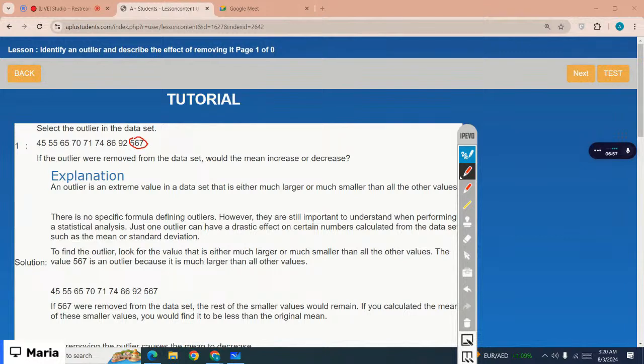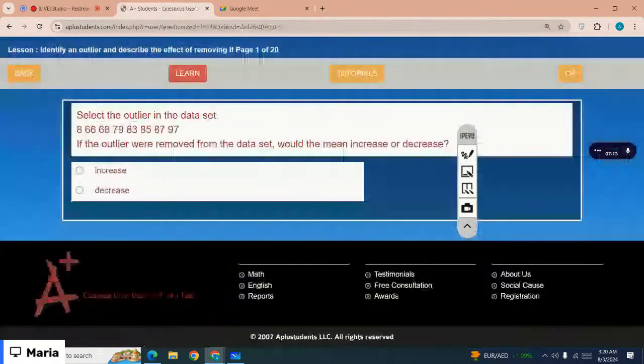So an outlier is one that is either much larger or much smaller than the other values. If that is the larger number and you remove it, then the mean would decrease. The correct option is decreased. Let's just start with the questions. Select the outlier in the data set. If the outlier were removed from the data set, would the mean increase or decrease?